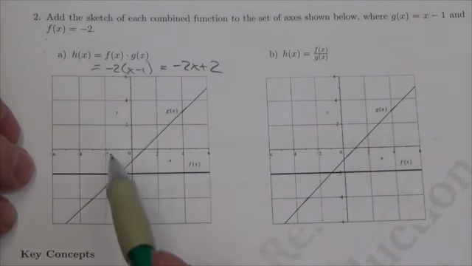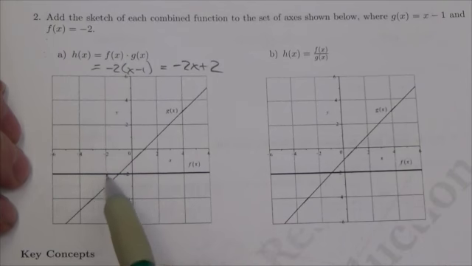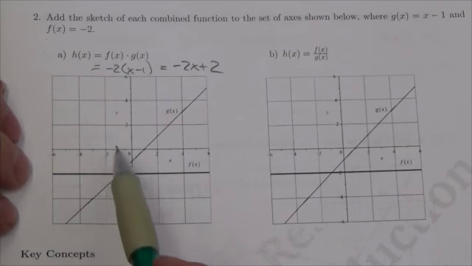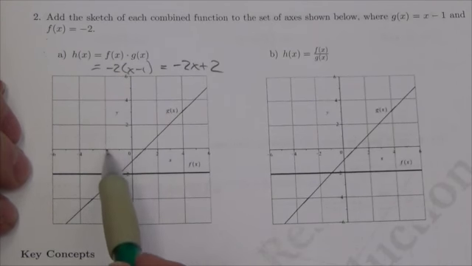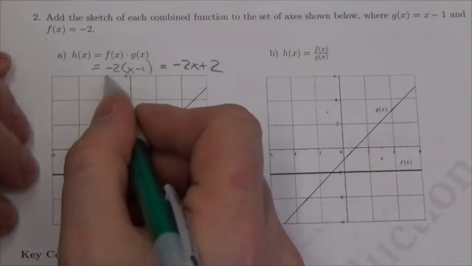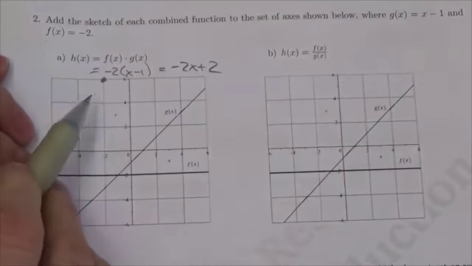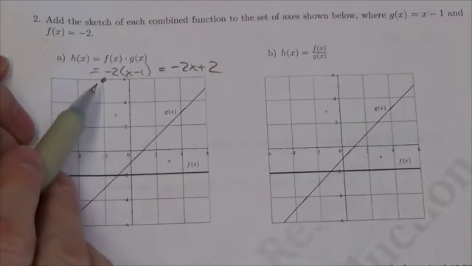So let's try here at negative 2. When x is negative 2, the original f is going to be negative 2, and g of x is going to take on the value of negative 3, because it's below the x-axis. So negative 2 times negative 3 is positive 6. And that point does show up on my graph, just barely, but it's there.